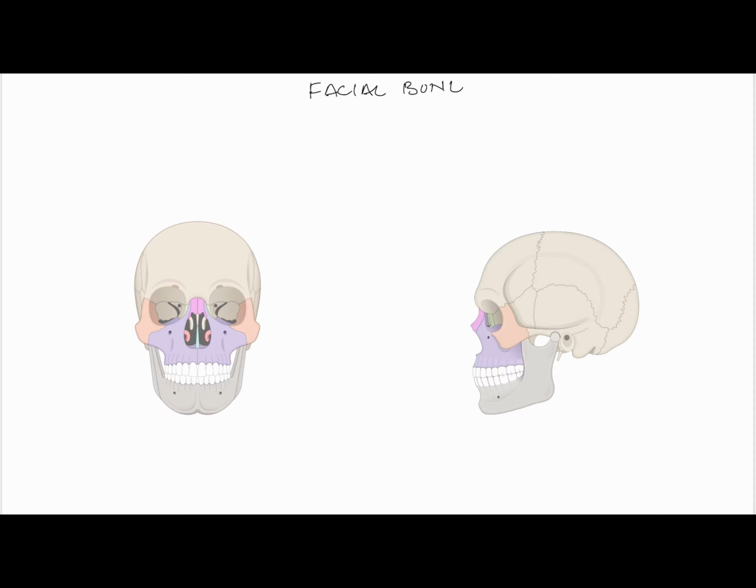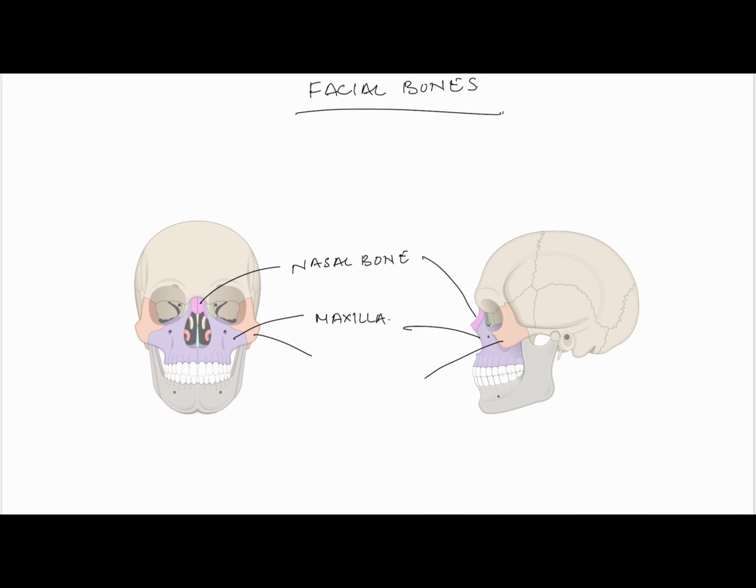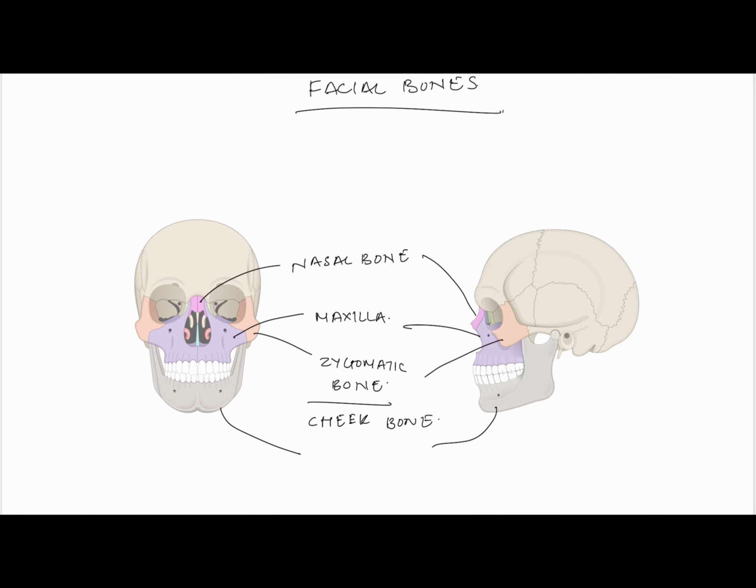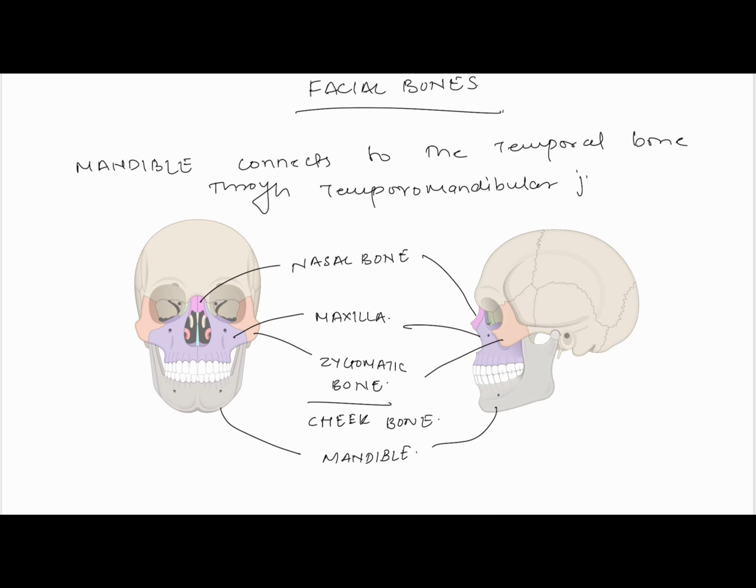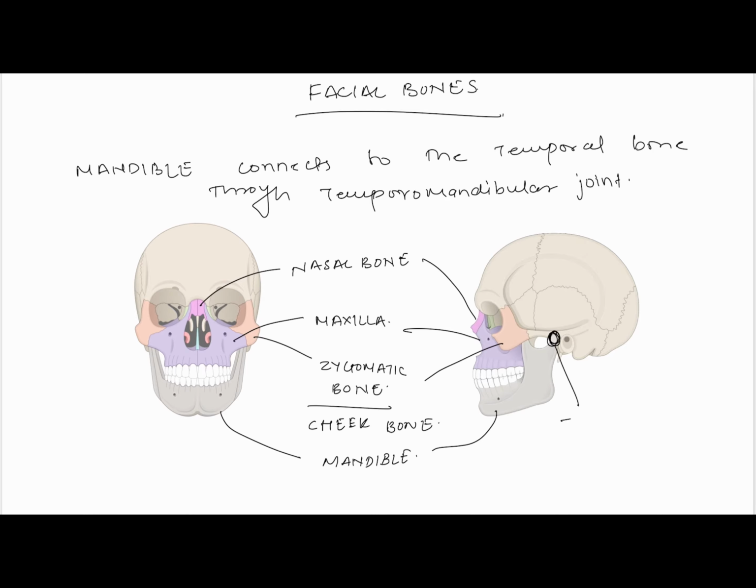Now we will study the facial bones. This is the nasal bone, which is the delicate bone of the face. If we punch someone on the face, this is the bone which will break. This is the maxilla bone. These are the zygomatic bones, also called the cheekbones. This is the mandible bone, which is connected to the temporal bone at the joint called the temporomandibular joint. In short form, we write it TMJ.